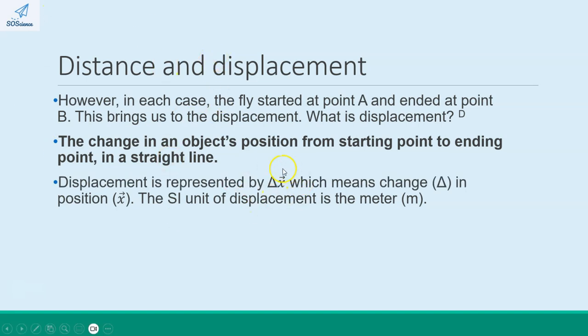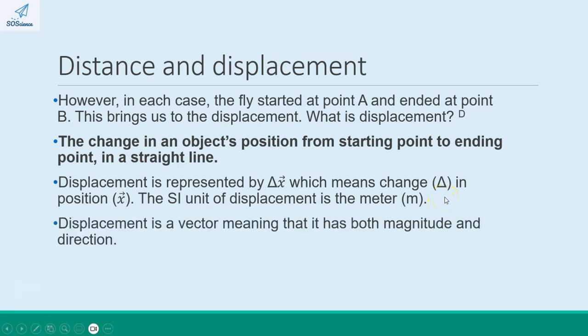Displacement is represented by the letter X. Now this triangle over here means change in displacement because it is the change in position from point A to point B. The SI unit of displacement is the meter, just like the SI unit of distance is the meter. However, displacement is a vector, so displacement has both magnitude and direction.